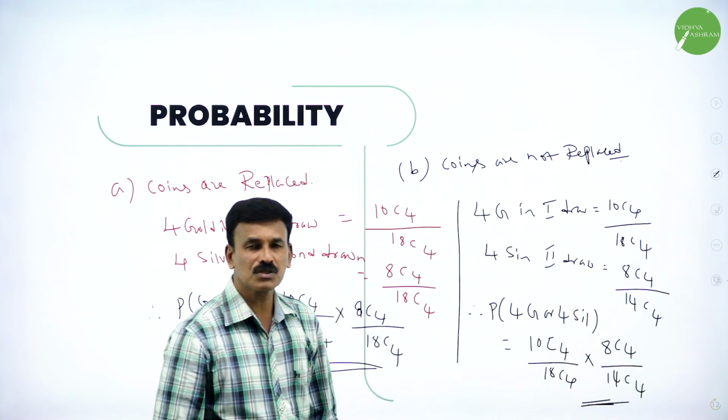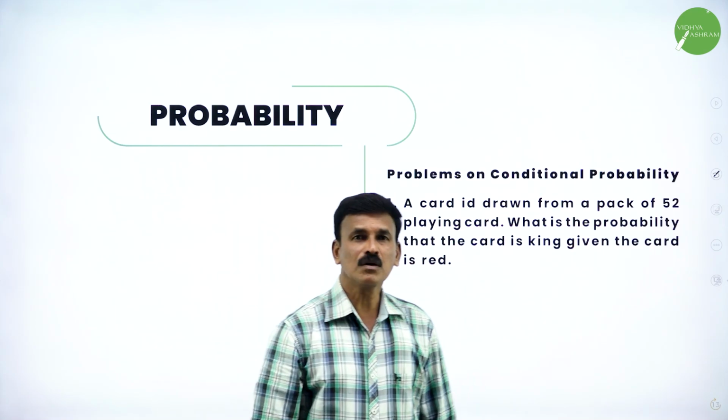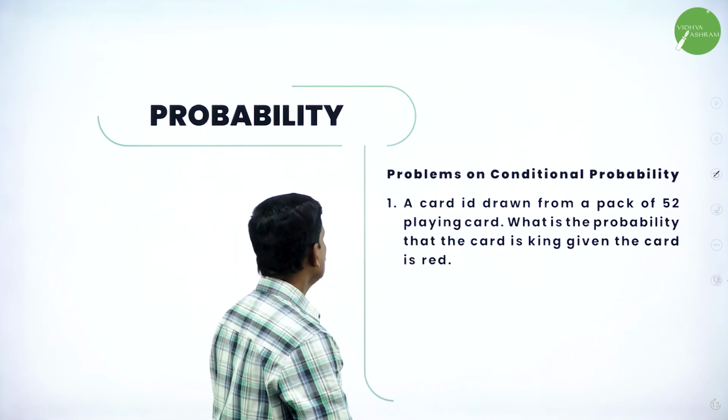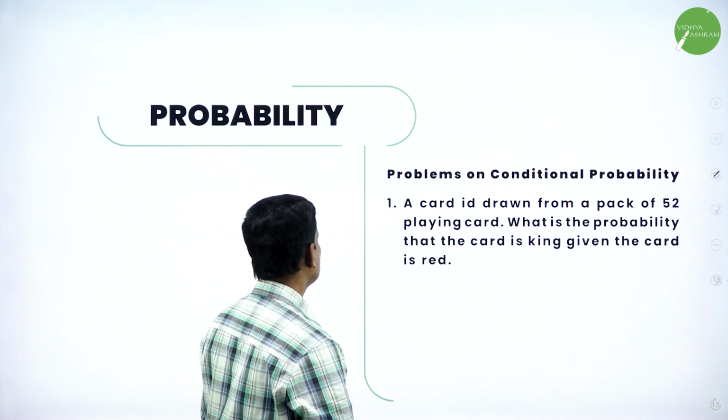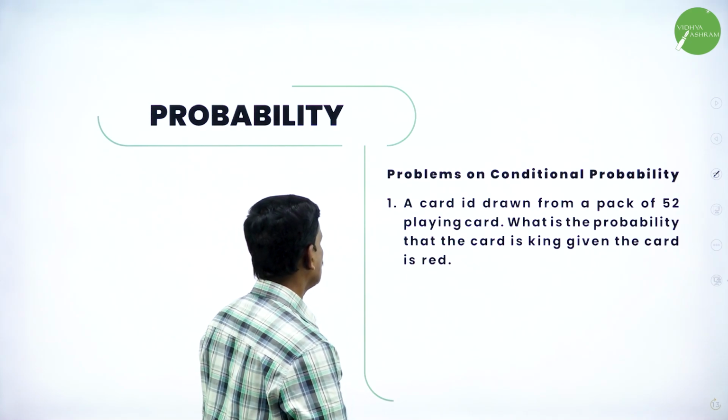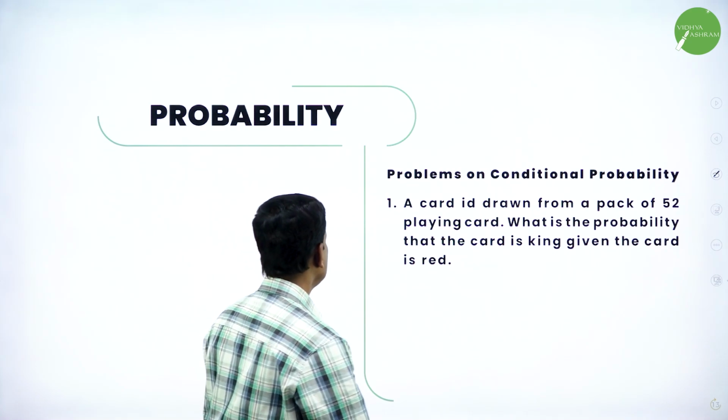This is how we are going to solve this problem. Hope you followed. Now move on to the next problem. What is the problem? A card is drawn from a pack of 52 playing cards. What is the probability that the card is king given the card is red?